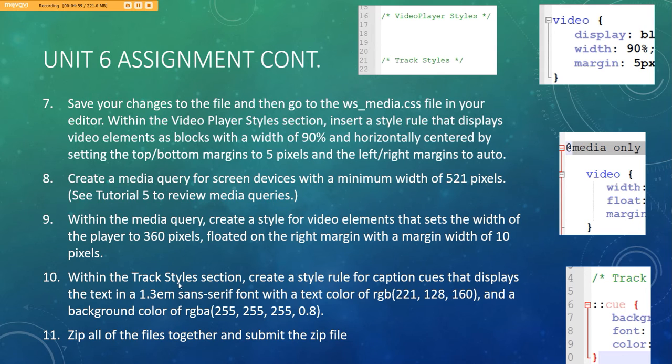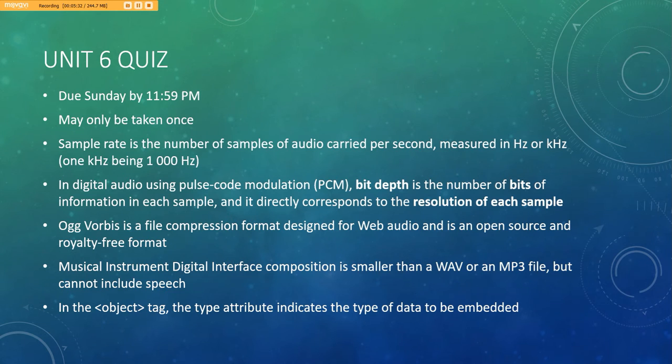Within the Track Styles section, create a style rule for the caption cues that displays the text in 1.3 EMs with the text color RGB. So here's your background, here's your font color, and here's the type of font and your font color. Zip all the files together and submit the zipped file.